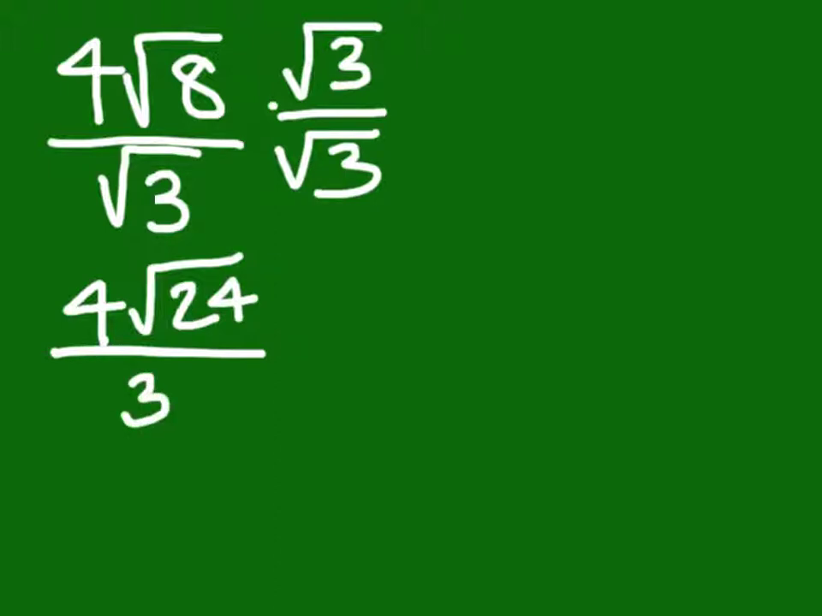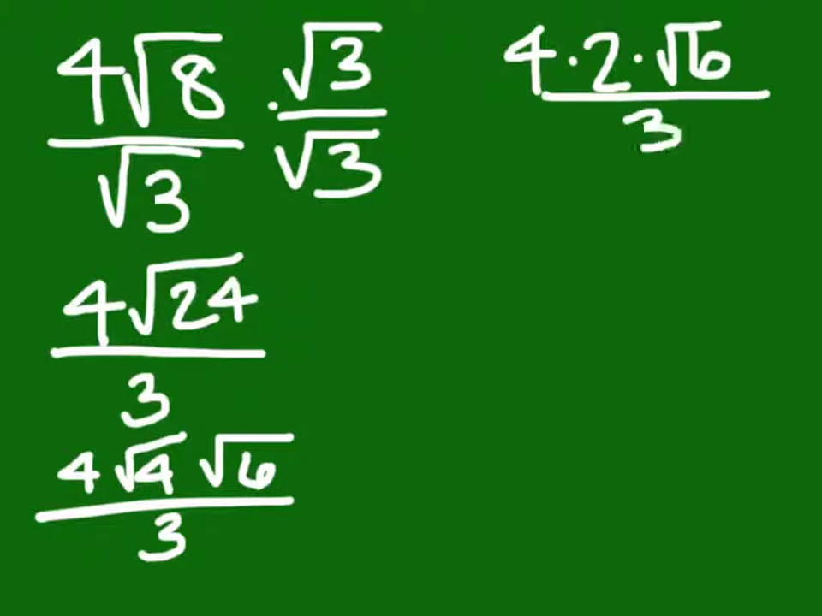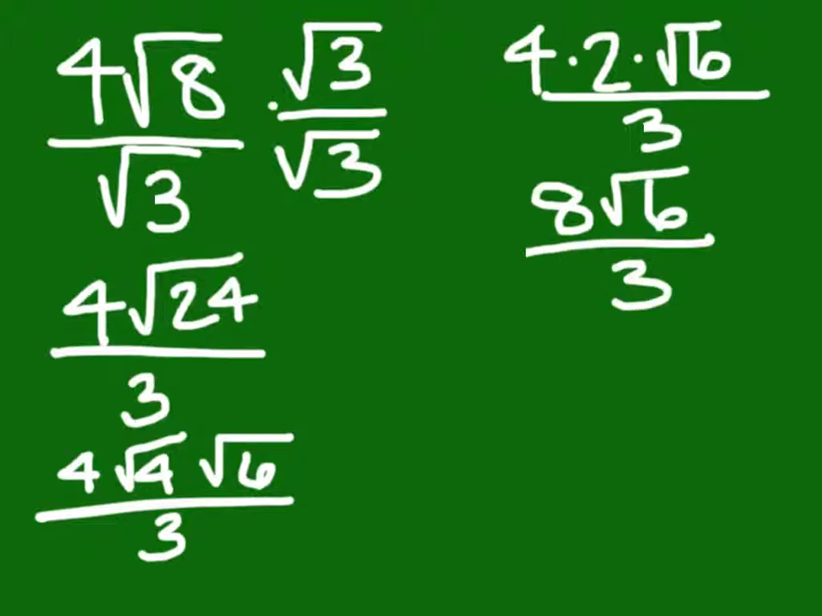Now we want to break apart the 24. So we have 4 and 2 radicals. 24 breaks into 4 and 6 all over 3. So the square root of 4 is 2. So 4 times 2 times radical 6 all over 3. 4 times 2 is 8. We have 8 radical 6 all over 3. And 8 over 3 does not reduce, so 8 radical 6 all over 3 would be your final answer.